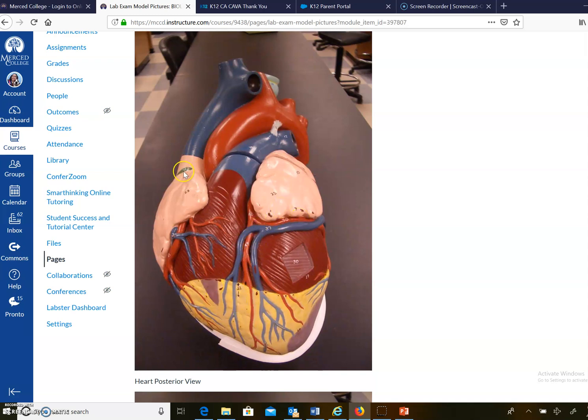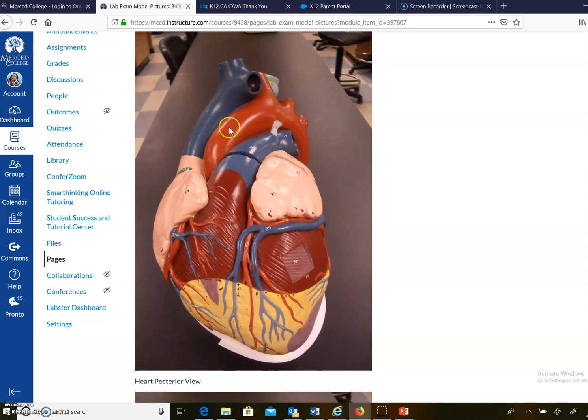Right up here, this green dot is the sinoatrial node, the external view of it. Remember, the sinoatrial node is where the contraction begins in the heart, okay? In terms of the yellow stuff, this is fat that would be on the outside of the heart.